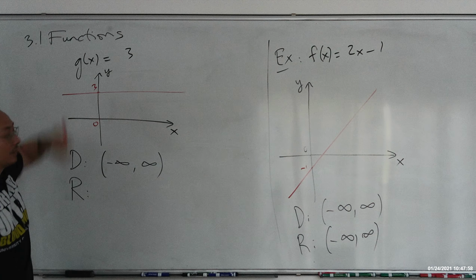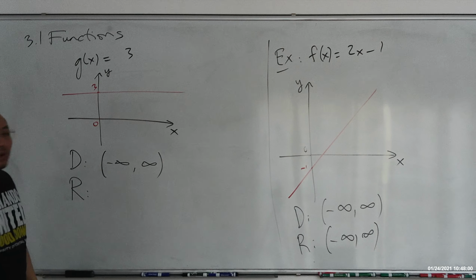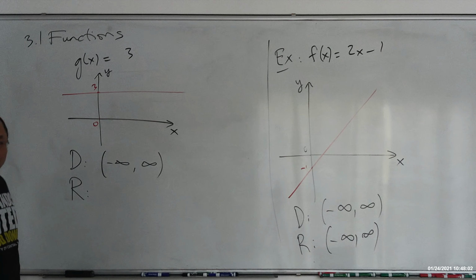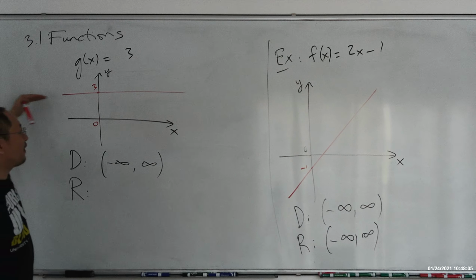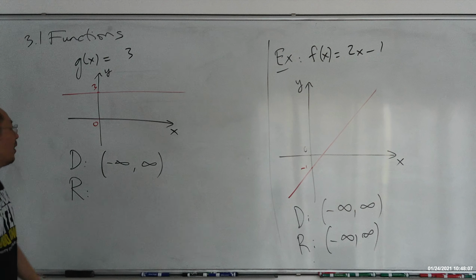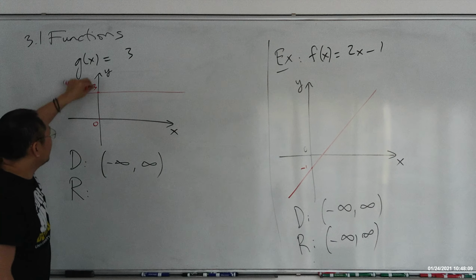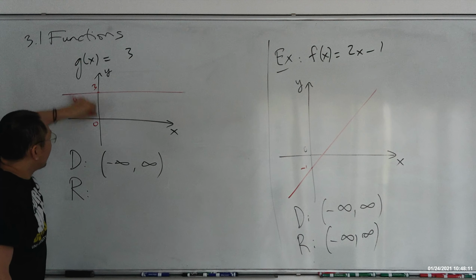You look up, down. What's so special about this one? It doesn't go up. It doesn't go down. It stays flat all the time, right? So actually, we only have one value. See, the range goes up and down, right?